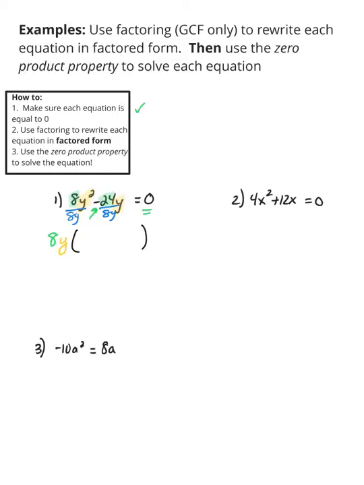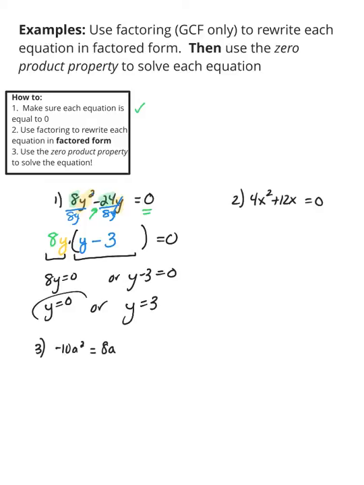So 8 divided by 8 is 1, y squared divided by y is just 1y. And there's a minus sign. 24 divided by 8 is 3, and y divided by y cancels out. So we've successfully rewritten it as a product of this term times that term. So either 8y was equal to 0 or y minus 3 was equal to 0. So here y would have been 0 or y could have been positive 3.